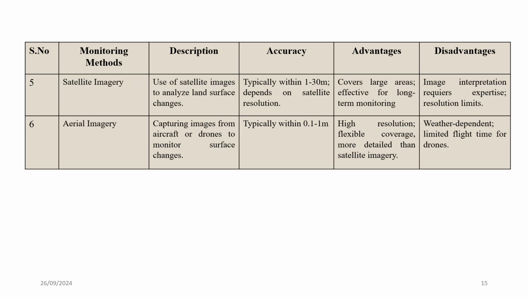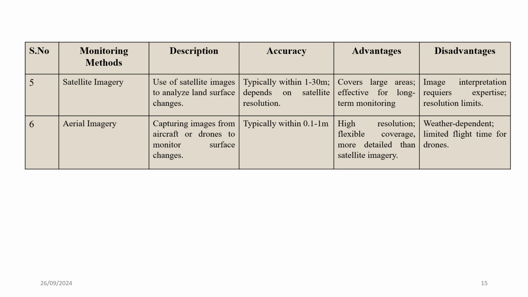The next technique is satellite imagery. It uses satellite images to analyze land surface changes. Its accuracy typically ranges within 1 to 30 meters and it depends on satellite resolution. The advantages are it covers large areas and it is effective for long-term monitoring. The disadvantages are that image interpretation requires expertise and resolution limits.